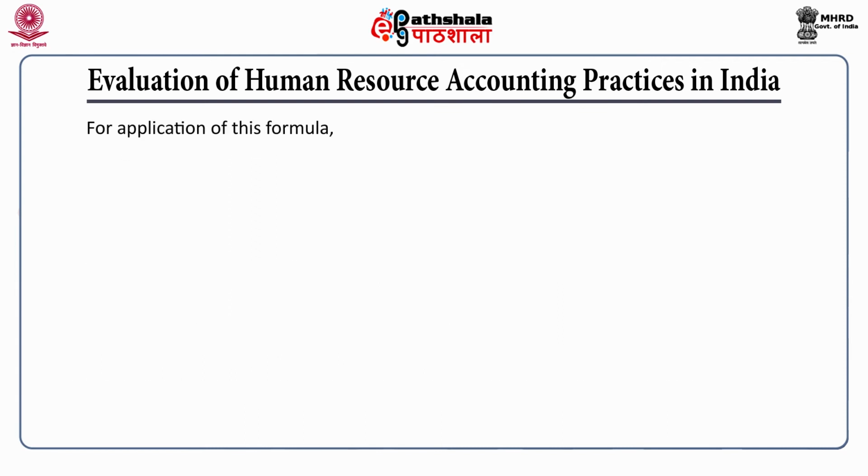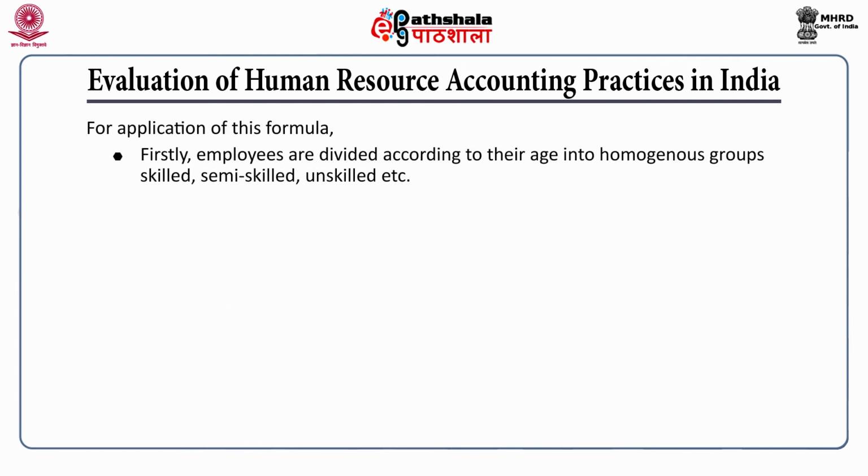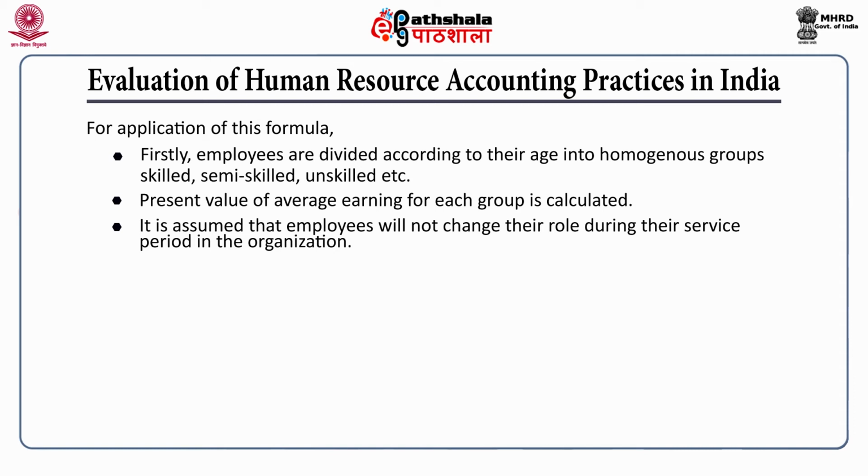For application of this formula, firstly, the employees are divided according to their age into homogeneous groups, that is skilled, semi-skilled or unskilled. The present value of an average earning for each group is calculated. It is assumed that employees will not change their role during the service period in the organization.